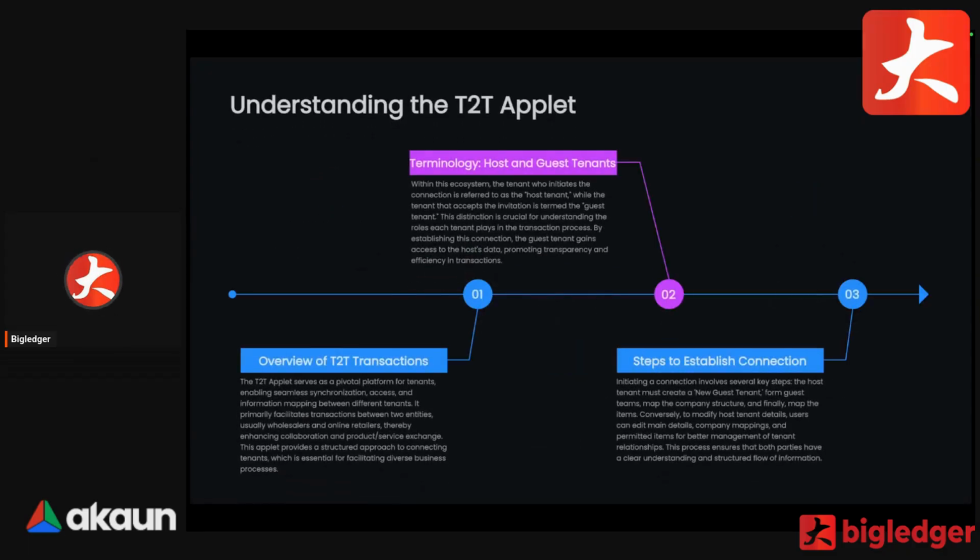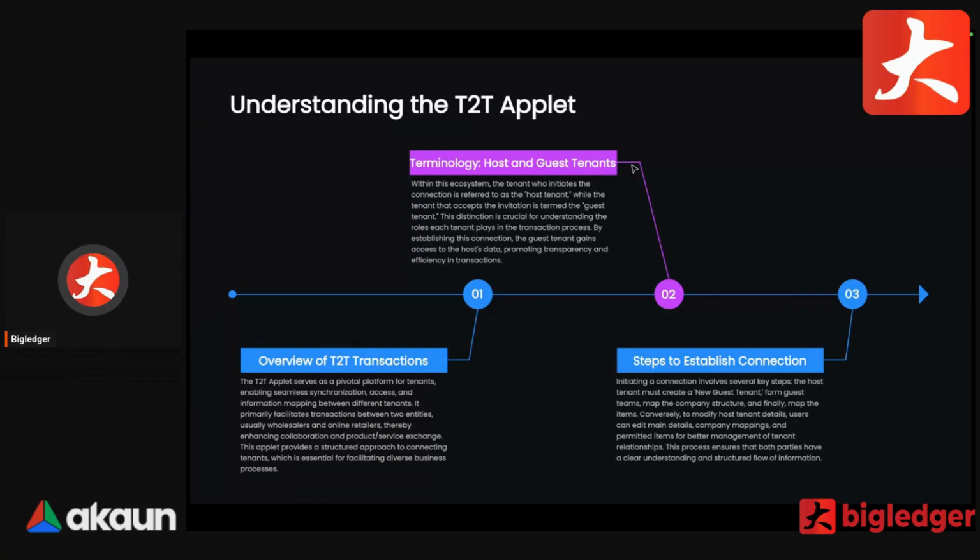So what is the T2T admin applet? Let's understand it. First, the overview of the tenant-to-tenant transactions. The T2T applet serves as a pivotal platform for tenants, enabling seamless synchronization, access, and information mapping between different tenants. It primarily facilitates transactions between two entities, usually wholesalers and online retailers, thereby enhancing collaboration and product or service exchange. This applet provides a structured approach to connecting tenants, which is essential for facilitating diverse business processes.